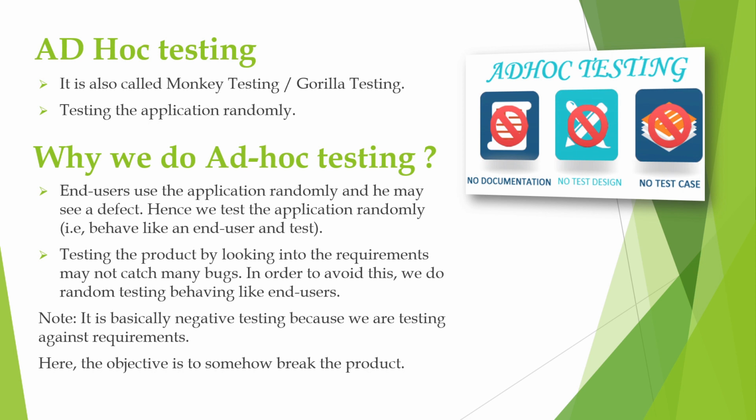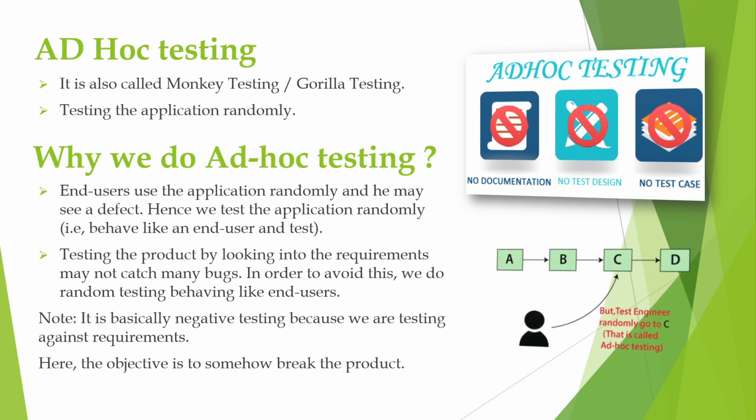In ad hoc testing, we don't follow any requirements and we also don't write any test cases here. We just randomly check or randomly test without following any rules or documentation. Ad hoc testing is basically negative testing. Here we test the application against the requirements and the main objective is somehow to break the product by testing the application from the customer point of view or as an end user.